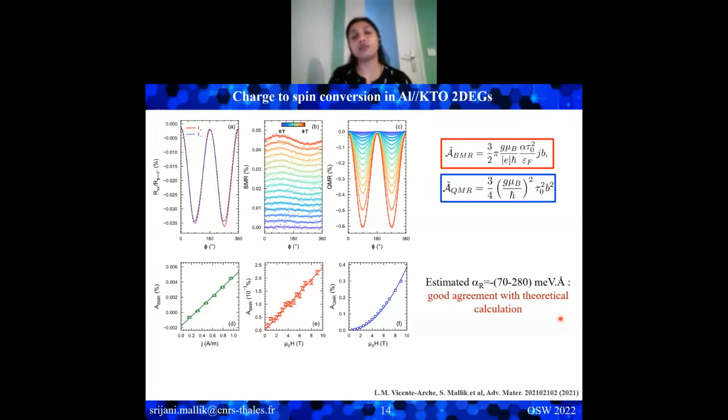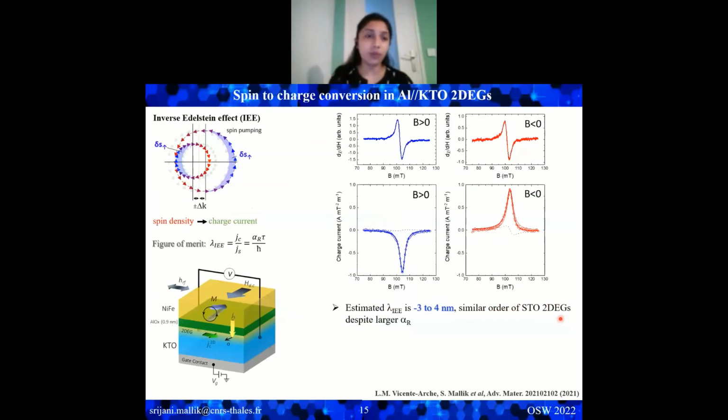This means this will be very efficient for spin to charge conversion. So we performed the spin to charge conversion also in this sample. Similarly, we deposited permalloy and we did FMR measurements. And exactly at ferromagnetic resonance, we got a very nice symmetric signal of spin to charge conversion, which also flips by changing the polarity of the magnetic field.